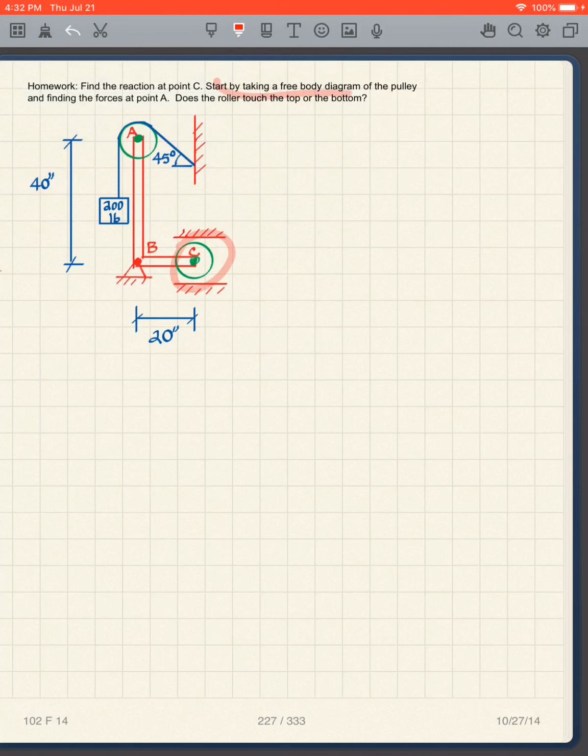It says start by taking a free body diagram of the pulley and finding the forces at point A, which we've done before, and then does the roller touch the top or the bottom? I've deliberately shown a little bit of a space here so that we don't know whether it touches the top or the bottom. I'll just tell you there are no two-force members here, because that's really the only member, and it is not a two-force member. It's got 1, 2, 3 locations where there are forces, so it's not a two-force member.